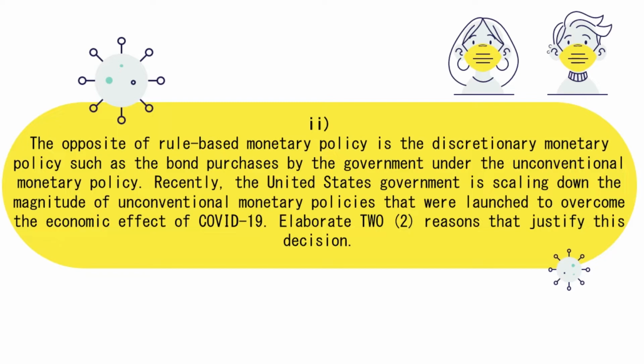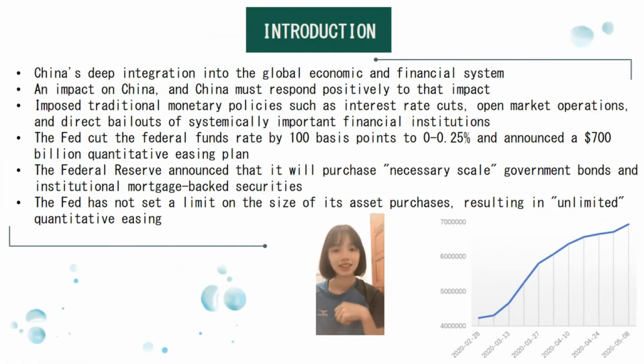For question 2, recently the United States government is scaling down the magnitude of unconventional monetary policy that was launched to overcome the economic effect of COVID-19. Elaborate two reasons that justify this decision. So next I will explain question 2.